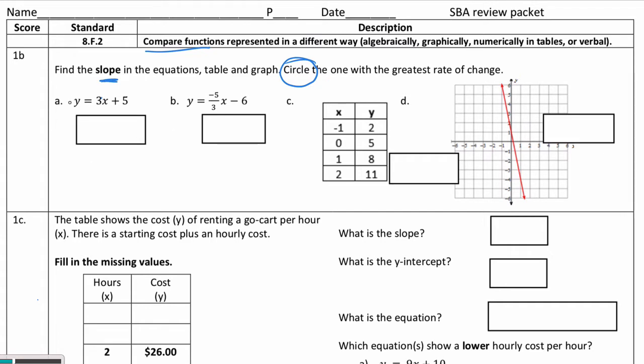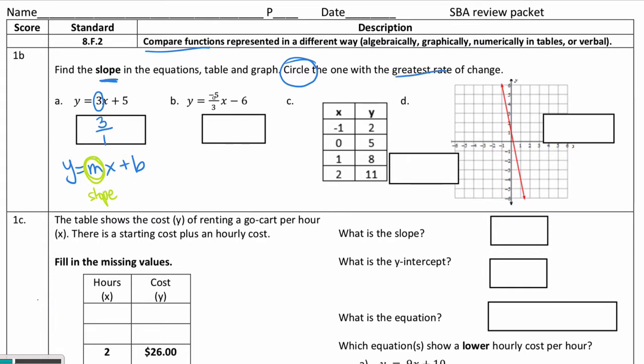So we're going to look at the first equation. It's in the form of y equals mx plus b. That is the form of a linear equation, where this m right here is the slope. That's the constant multiplier. So m, in this case, is 3. So our slope is 3. We can also say 3 over 1, change in y over change in x. We're going to compare that to all these other slopes and look at the one with the greatest rate of change.